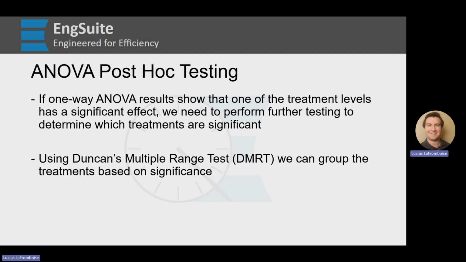So we've covered this a lot, but I just want to drive this home. We use ANOVA post hoc testing when our one-way ANOVA shows that one or more of our treatment levels has a significant effect, and we need to perform further testing to determine which treatments are significant. Using Duncan's multiple range test, we're going to group the treatments based on significance. This is a lot like our two-key pairwise, where it gives us groupings rather than confidence intervals or hypothesis testing.